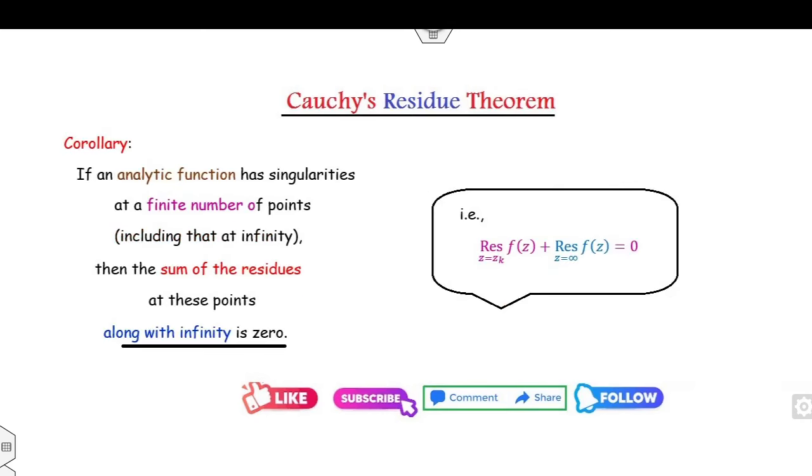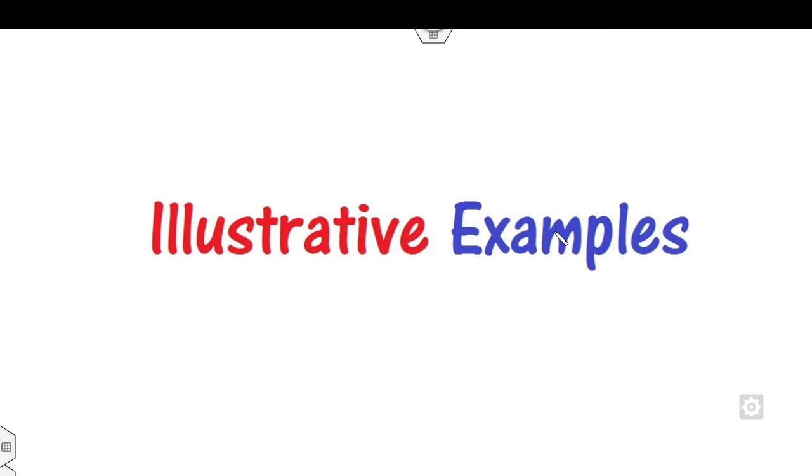Another remark is that whenever you have a finite number of poles, then the sum of the residues at the finite poles plus the residue at infinity is 0. So you can use this concept also to find the residue in order to make the calculation simple. So let's start with the numerical examples.